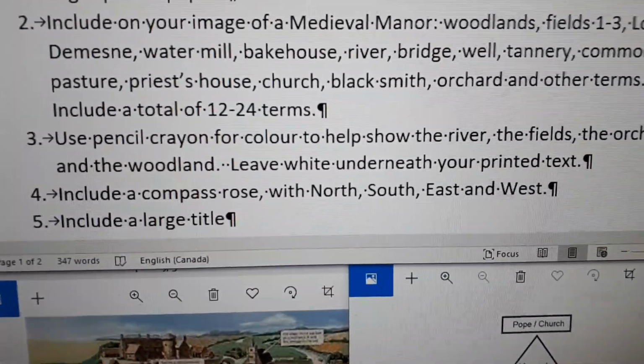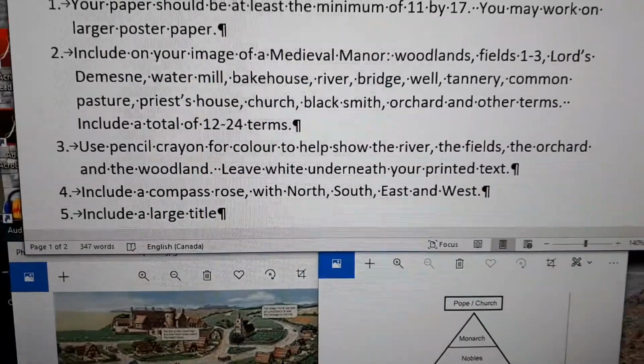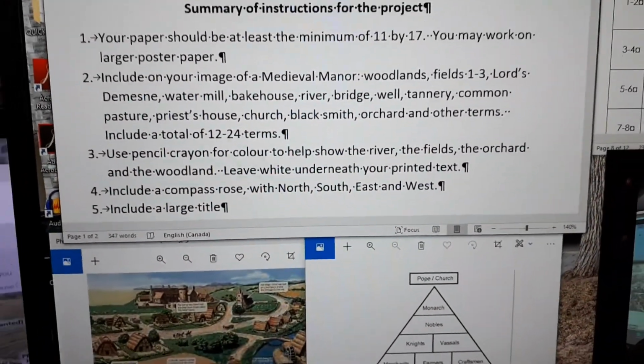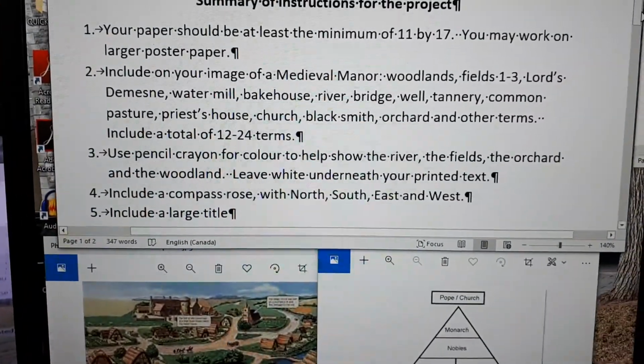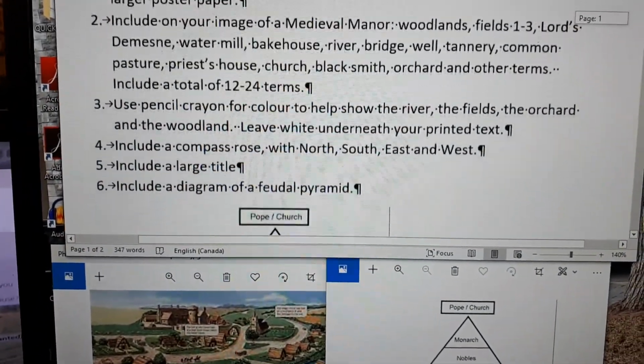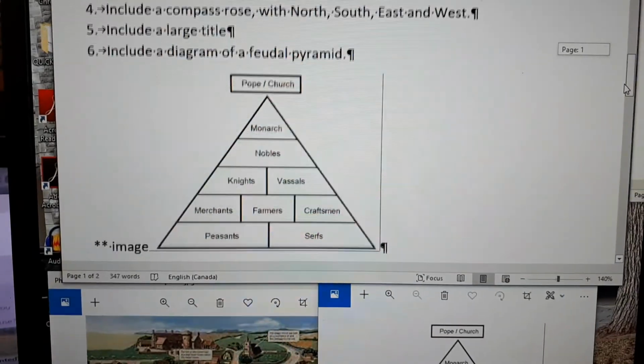Use pencil crayon for color to help show the river, the fields, the orchard, and the woodland. Leave white underneath your printed text. Include a compass rose, north and south, east and west. Include a title, include a diagram of the feudal pyramid.